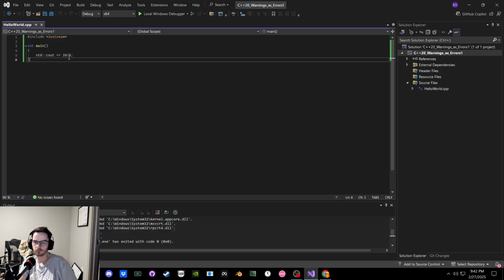Yeah, it's a 6. Wait, so why did it do it earlier? I guess because it was perfect? I don't know why. Why did that work? 2 divided by 1.3? Oh, the point is because it's realizing that this is an int, this is a double, so it's doing it.